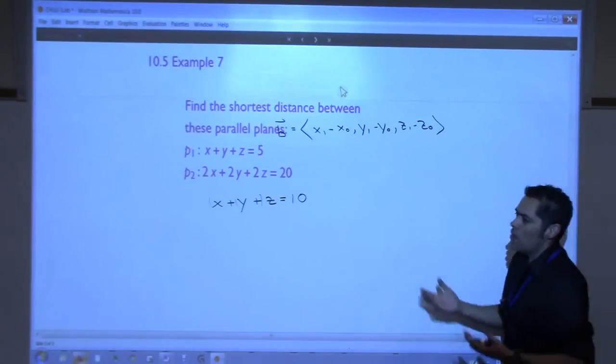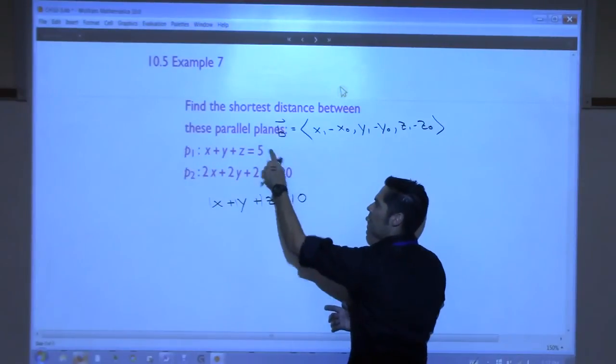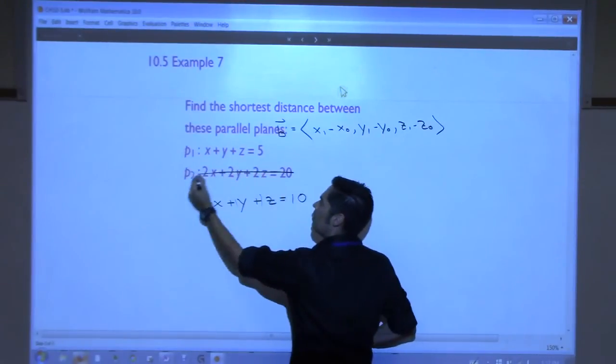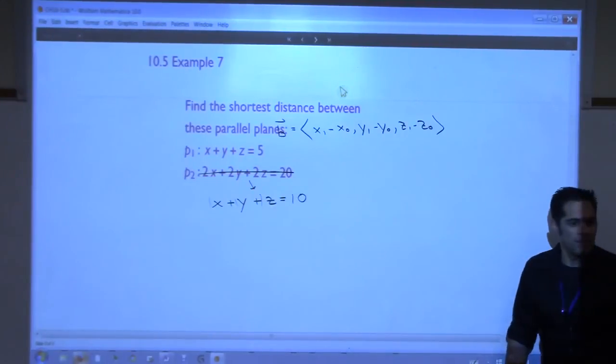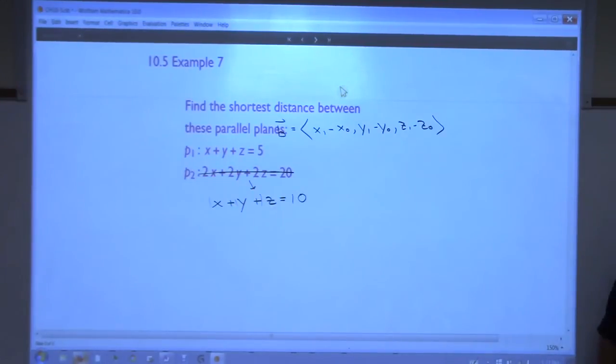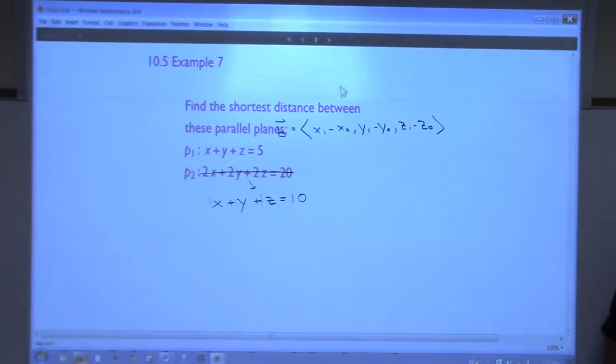Planes. So people go, oh, well, the distance obviously must be 5. Right? 5, 10. Forget this one. I rewrote that one to here. They say, oh, the distance between the planes must be 5. That's wrong. That would be way too easy. And it's incorrect.